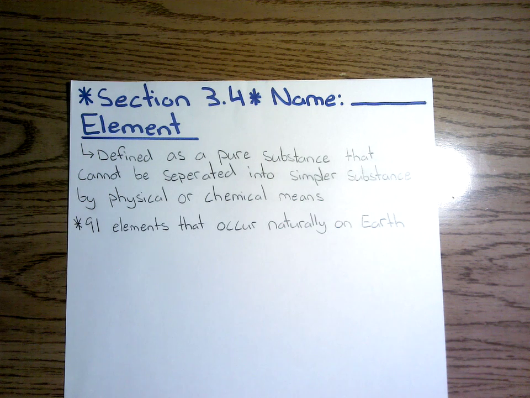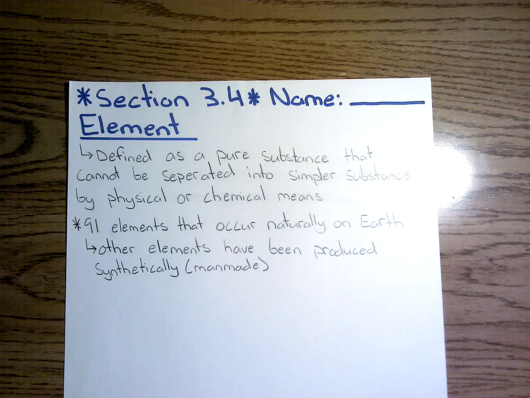Other elements have been produced synthetically, or man-made, and we'll see in a few moments that there are actually 118 elements that are currently discovered. But again, elements 92 on are those man-made elements.